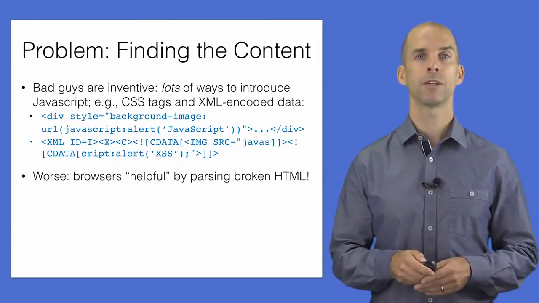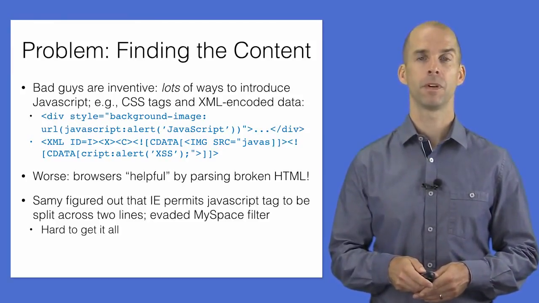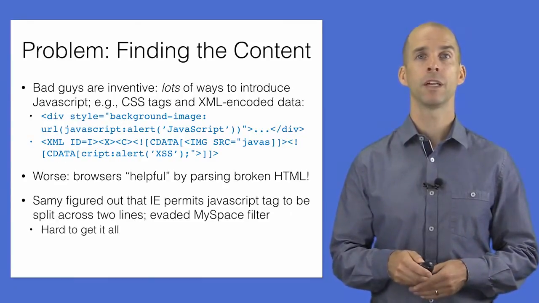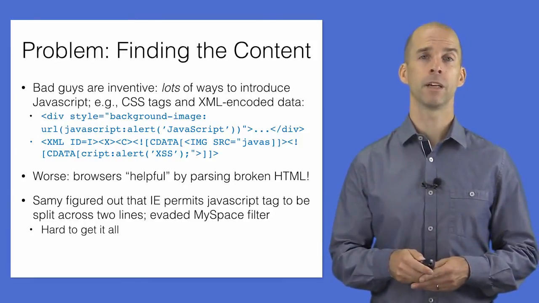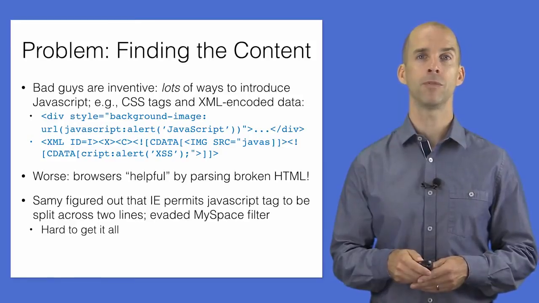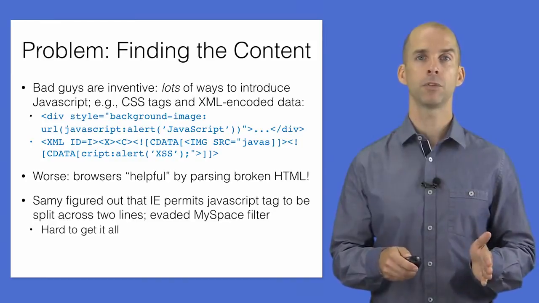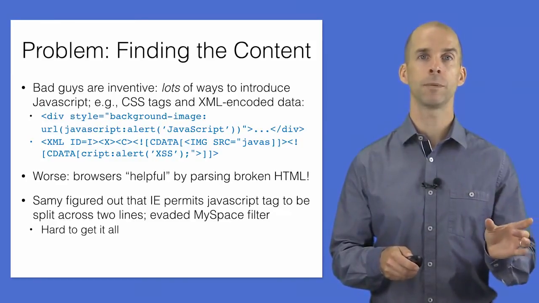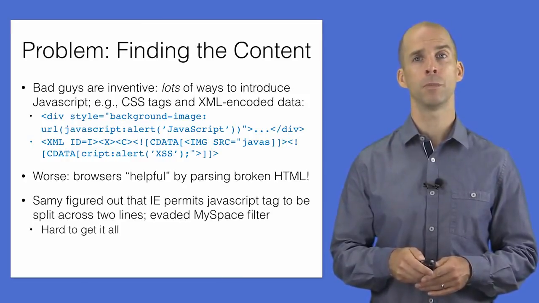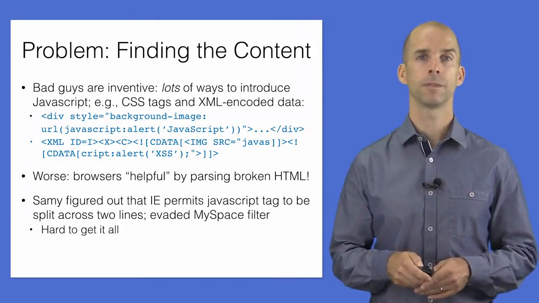In particular, browsers have often been known to try to be helpful and render mangled input. Such permissiveness is good for making busted websites look okay to a user, but it can be exploited by a clever attacker. For example, such permissiveness was the flaw that allowed Sammy to evade the MySpace filter. Internet Explorer permitted splitting the JavaScript tag into two words, Java and script, across two lines, even though other browsers would not interpret this as being a JavaScript tag. This split tag evaded the MySpace filters.